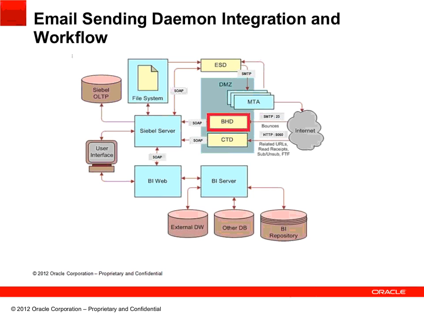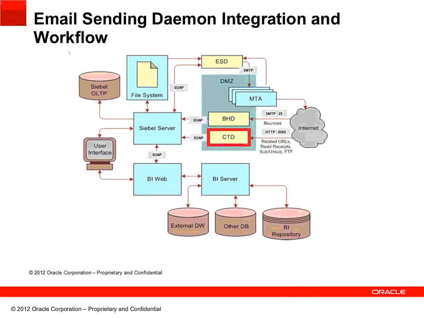And BSD sends a SOAP message to Siebel to update the bounce reason and the bounce type under the campaign list. Any clicks or responses made by the recipient on the emails, like clicking on a URL, forward to friend, etc., are captured by CTD, and CTD creates a response in the Siebel server by sending a SOAP message.